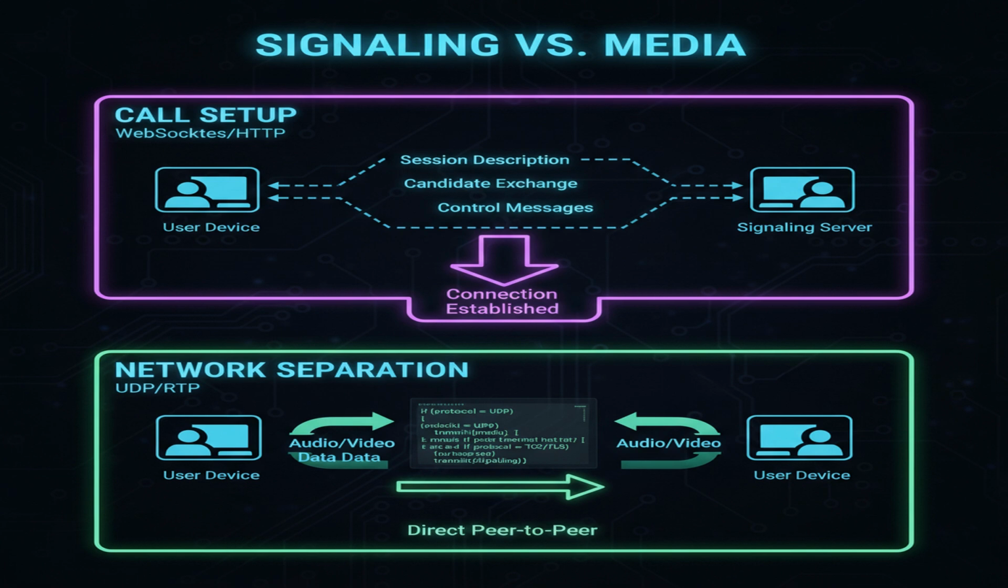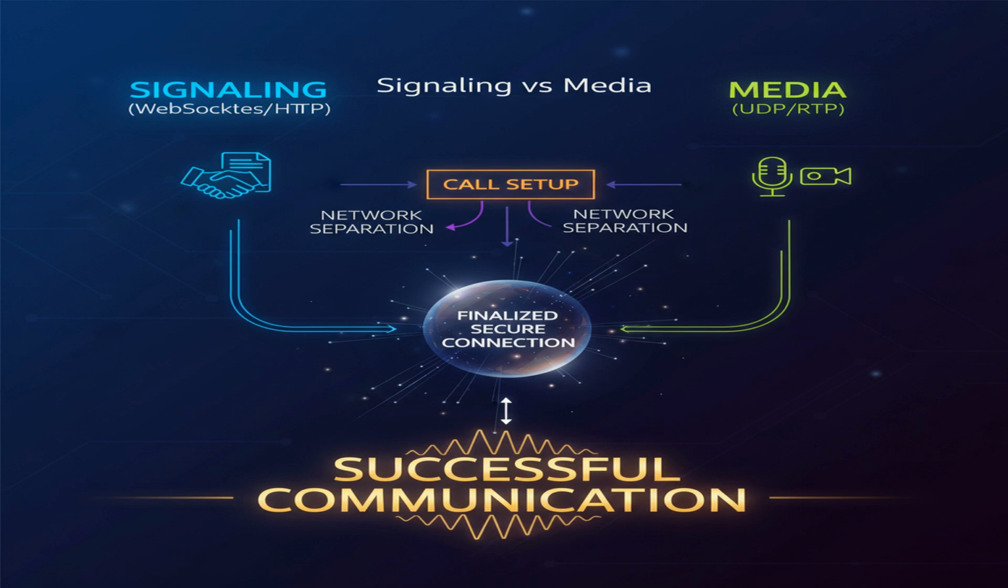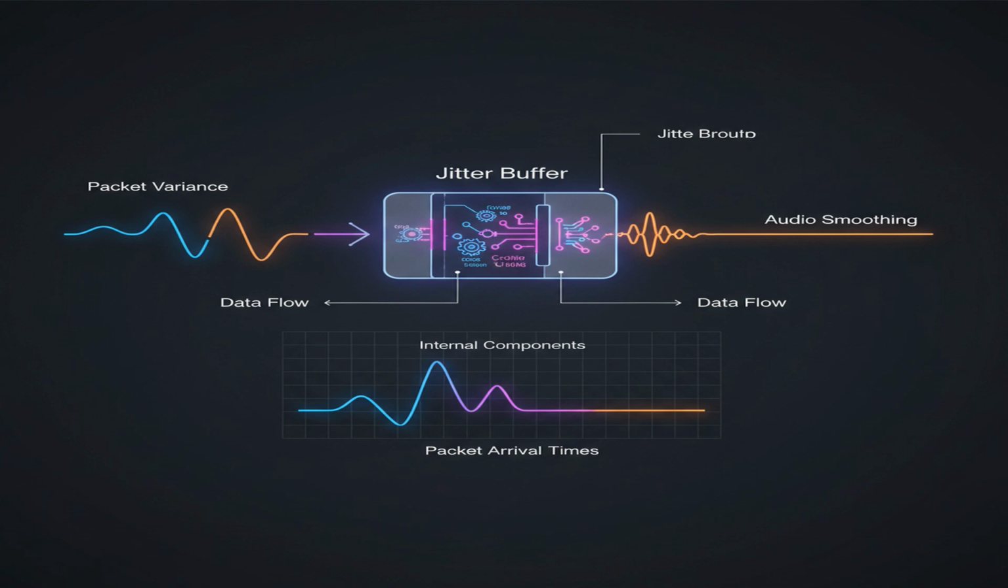Let's discuss network resilience. It's crucial to differentiate between signaling and media transmission. Signaling uses WebSockets or HTTP for call setup. Media, on the other hand, utilizes UDP or RTP for transmitting video packets. Separating these is key for managing disruptions.